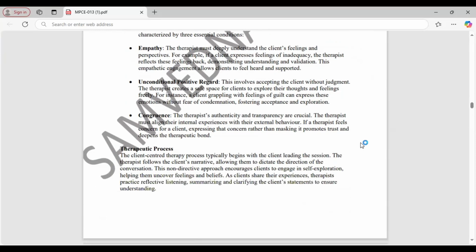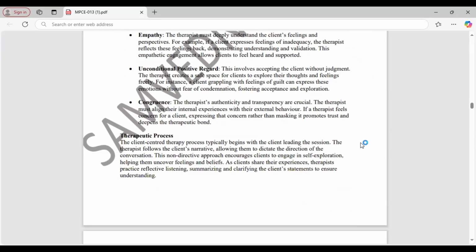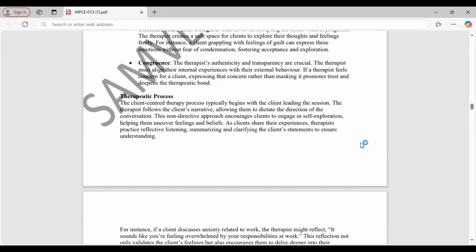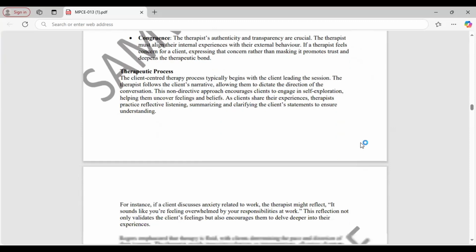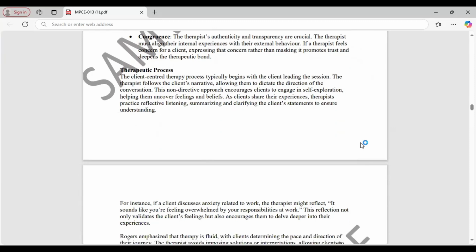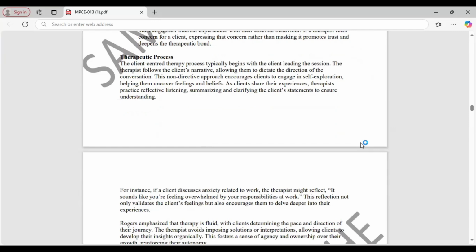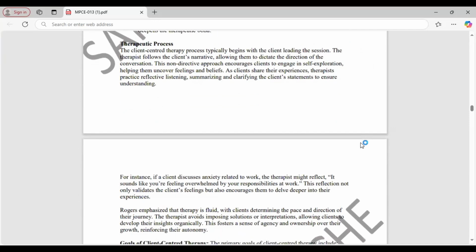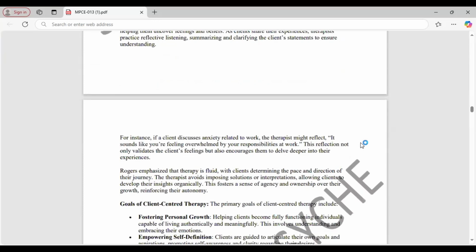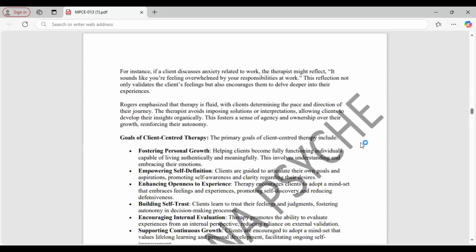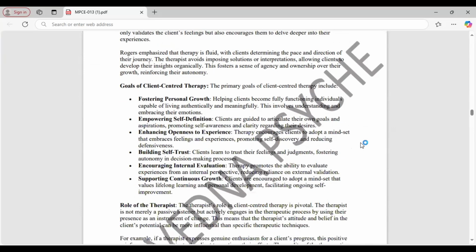Therapeutic process. The process begins with the clients leading the session, allowing for self exploration and emotional uncovering. The therapist practices reflective listening to validate and encourage clients' deeper engagement. The fluid therapy model empowers clients to dictate the pace and direction of their journey, reinforcing their autonomy. Goals of client centered therapy.